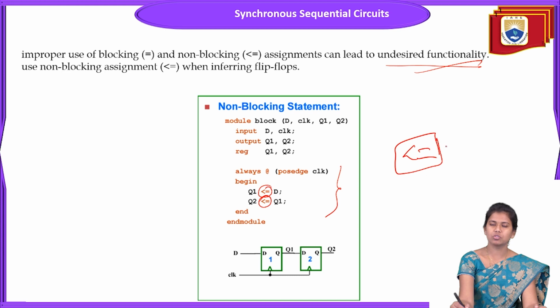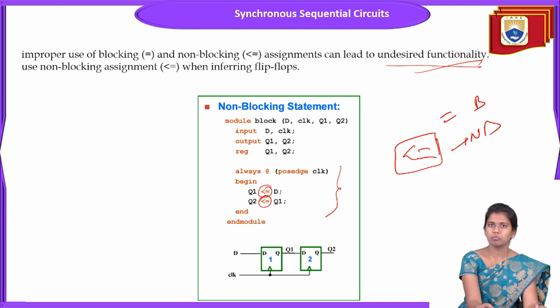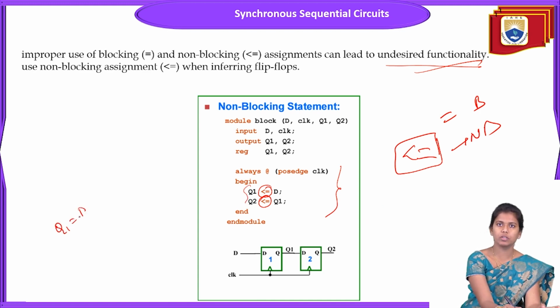So less than or equals to is meant for the non-blocking statement, and equals to is meant for the blocking statement. Here in this non-blocking statement, the module keyword, block, D, clock, Q1 and Q2, and the initialization and representations of the input as well as the output, always at the positive edge. And then here the Q1, previously for the blocking statements we got Q1 is equals to D and Q2 is equals to Q1.